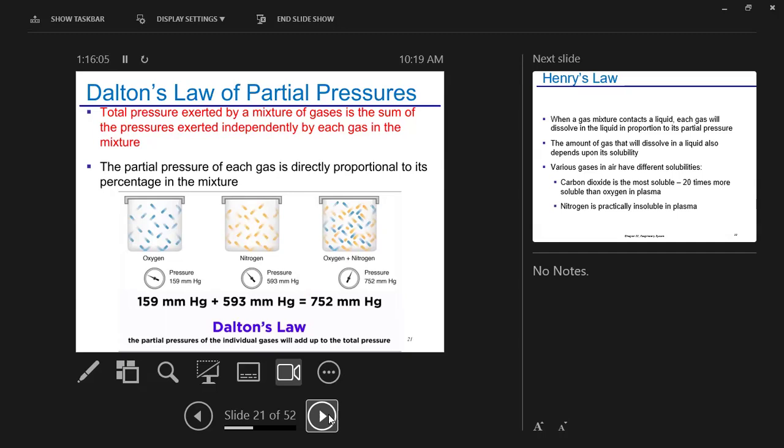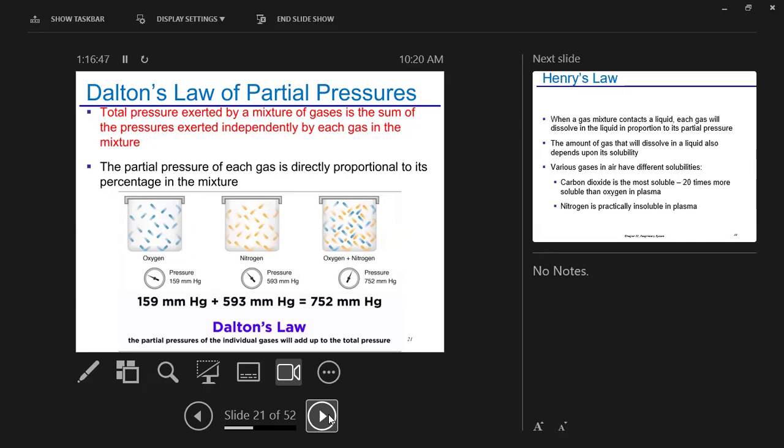So 20% of 760 is 160. Okay, so the partial pressure of oxygen in atmospheric air is the contribution to the total pressure of 760. 20% of the 760 is contributed by the oxygen, which amounts to 160 millimeters of mercury. Nitrogen is almost 600. There's many more nitrogen molecules in the air. So nitrogen is contributing almost 600 millimeters of mercury pressure to the atmospheric air.